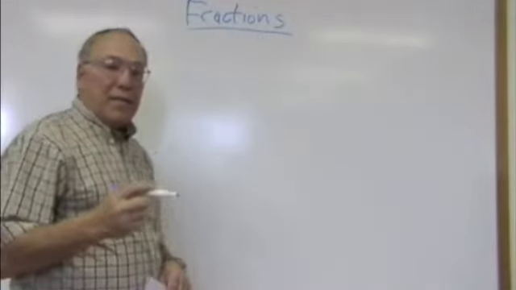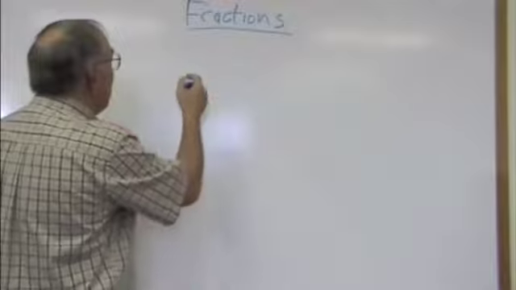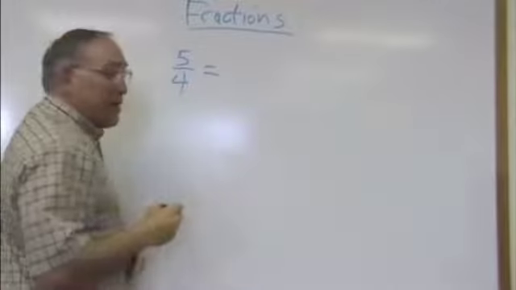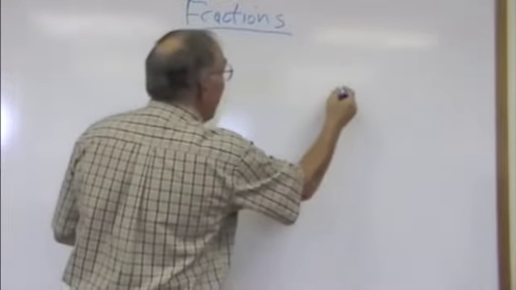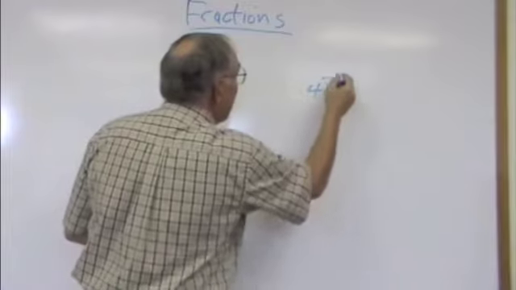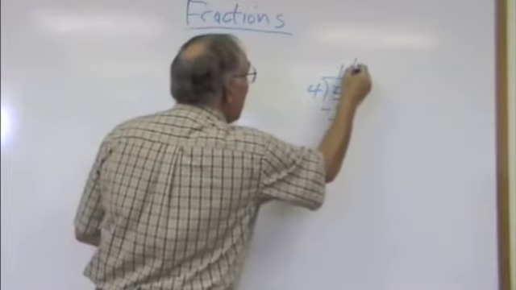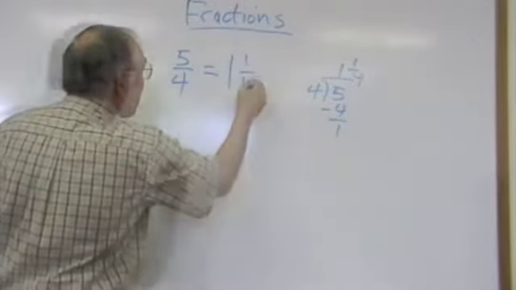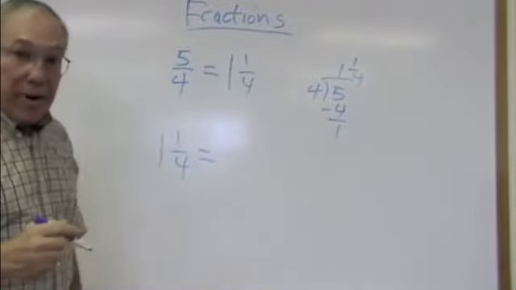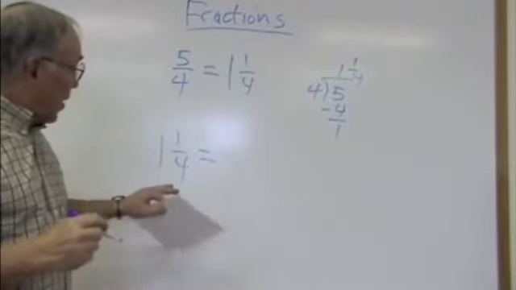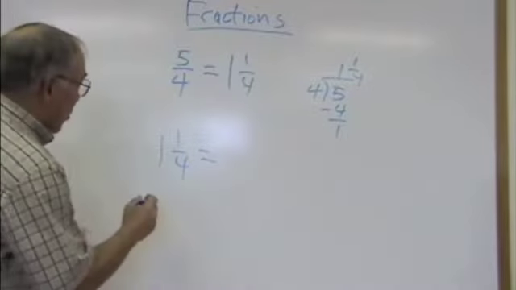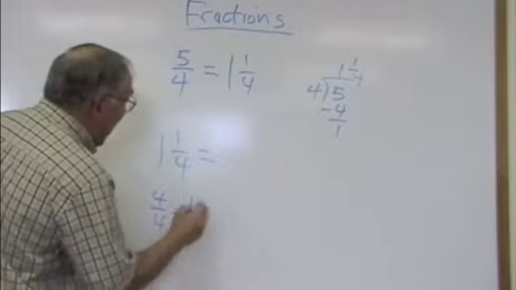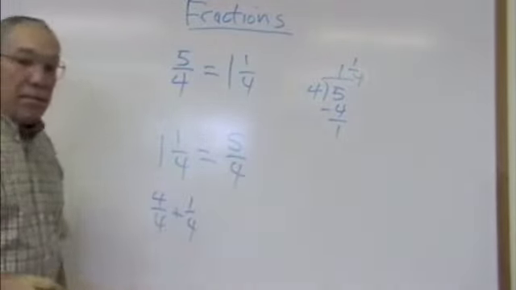Okay, one more thing about fractions and mixed numbers. Just like we took 5 quarters and changed that into a mixed number by dividing it out, remember that? That's 5 divided by 4. 4 goes into 5 once, and we get 1 quarter. What if we had 1 1/4, and we wanted to change that back into an improper fraction? Well, again, I've got quarters here. I know that 1 is equal to 4 quarters, plus the 1 quarter that I had, so that could be changed back into 5 quarters.